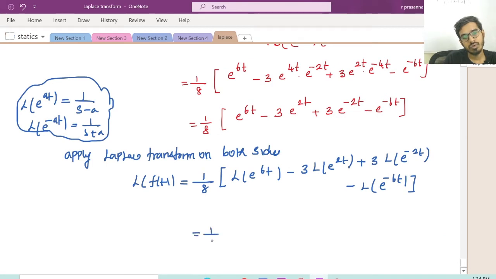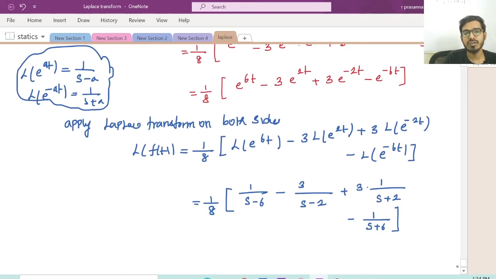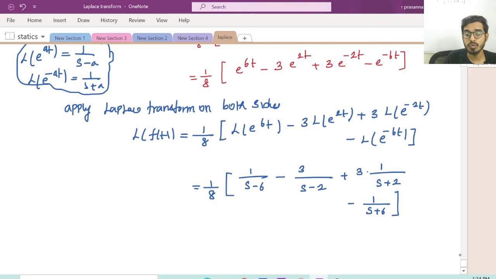So this will be equal to 1 by 8. Now L of e power 6t is 1 by s minus 6, minus 3 times 1 by s minus 2, plus already we have 3, and L of e power minus 2t is 1 by s plus 2, minus L of e power minus 6t, which will be 1 by s plus 6, right? This is the required Laplace transform for the function sinh cube of 2t.